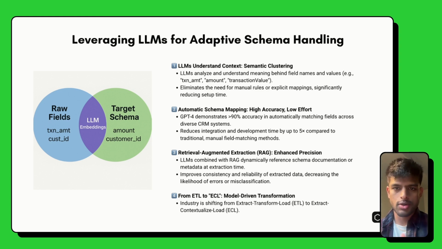Recent research shows GPT models can automatically map data fields across different systems with over 90% accuracy, cutting down integration time by fivefold. And when combined with techniques like RAG, these models intelligently pull schema definitions on the fly, ensuring they correctly interpret even completely new data structures. This shift is so significant. The industry is moving from traditional ETL towards a more adaptive approach: extract, contextualize, load.